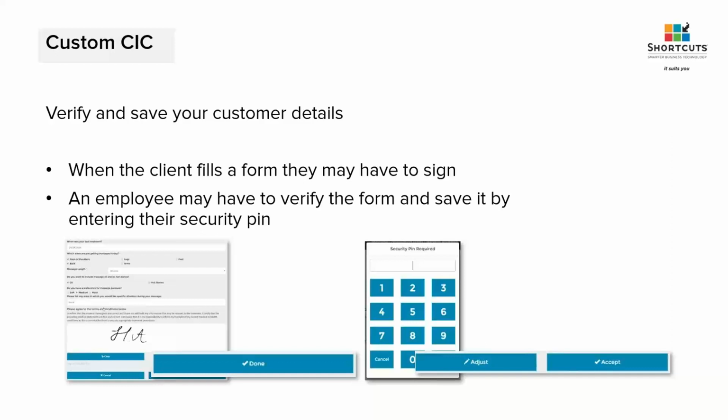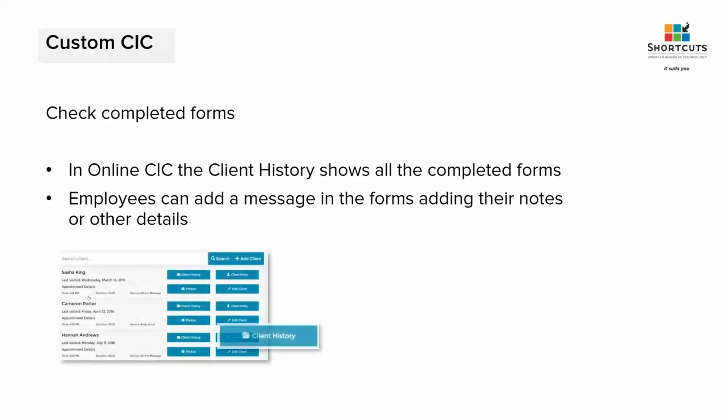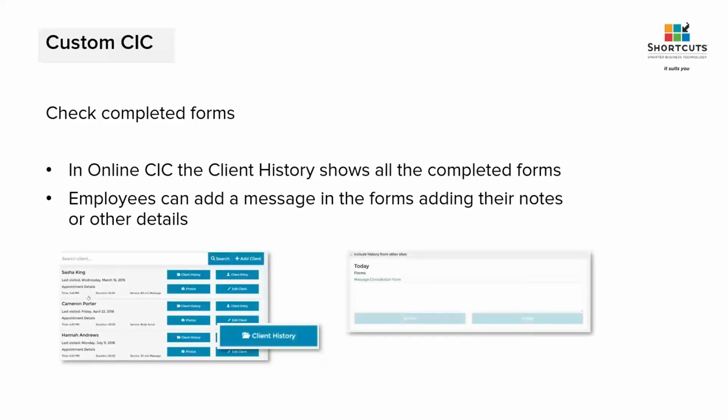So the customer will sign off, and the staff can either press adjust and let the customer correct the information, or accept, and it will be saved into the customer's history, into the customer's notes. Now, if a customer returns for a service that requires a form, and you just want to make sure that the clients have completed the appropriate forms, again, when you search for a customer, you can press the client history button, and Shortcuts will give you a list of any forms they've completed. Also, you can add messages in the forms, add notes, and other details.